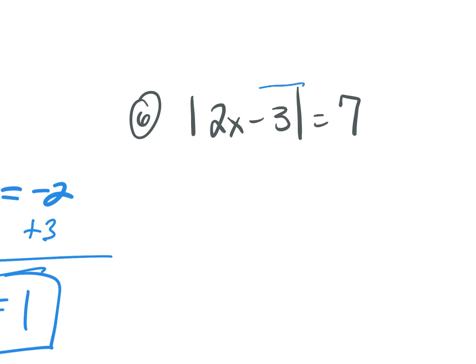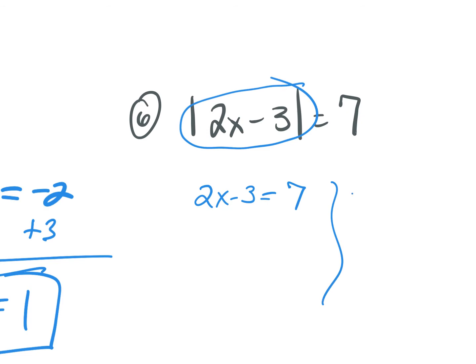Absolute value. Isolate your absolute value. How do I set this up? What do I do? 2x minus 3 equals positive 7. 2x minus 3 equals negative 7.